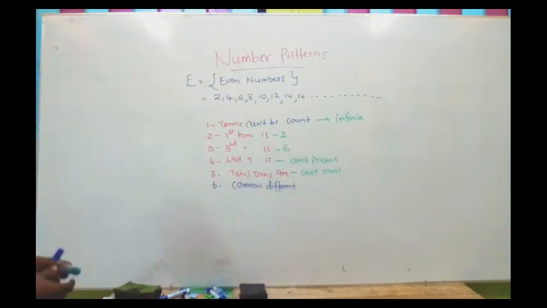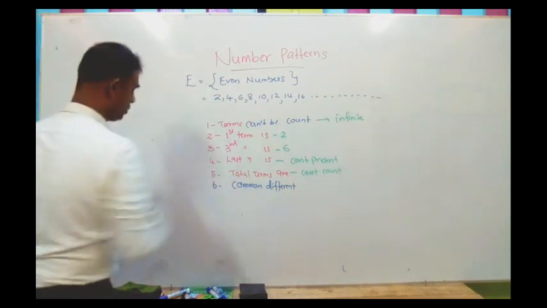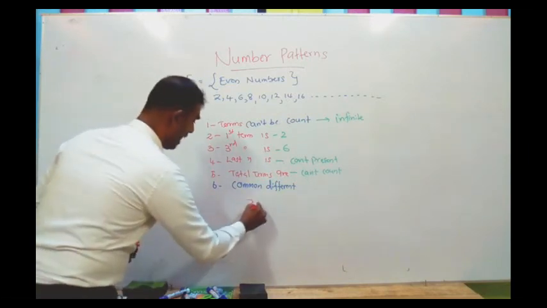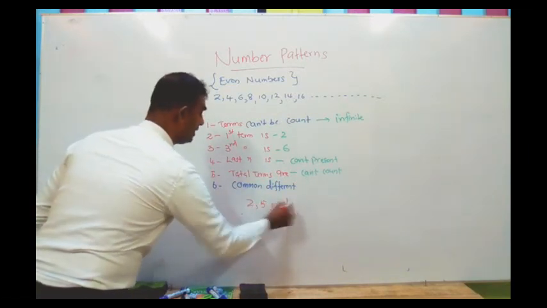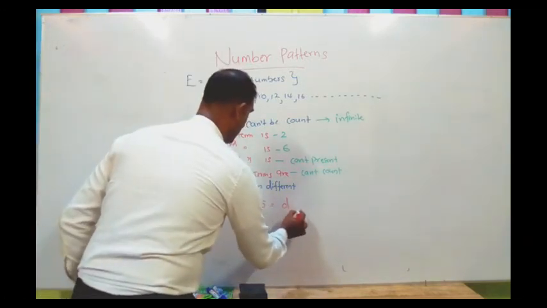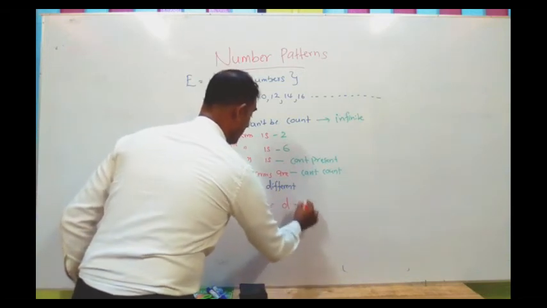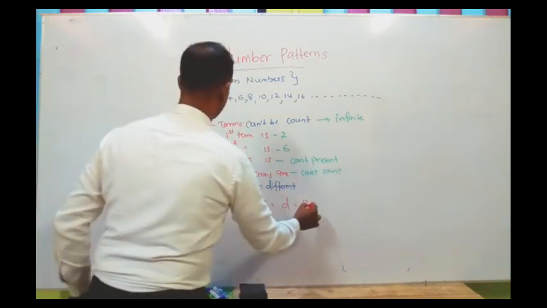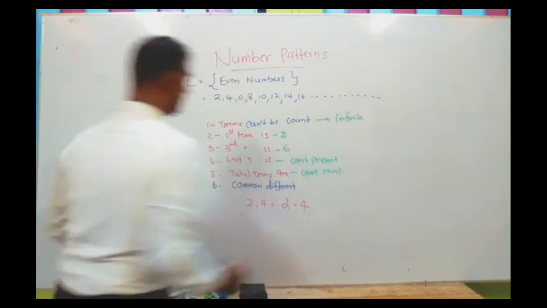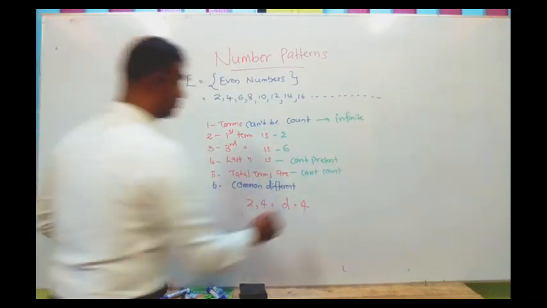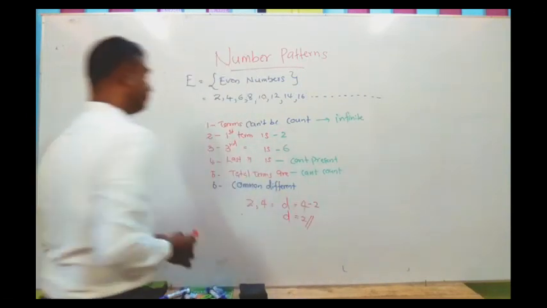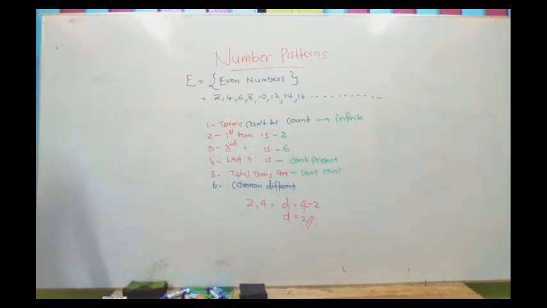Common difference, now we can do it. Firstly, we choose two close terms. I choose 2 and 4. Now we are going to find D. How do we find D? We can find D using this method. Right side number is 4. Sorry, I first said 5, but the right side number is 4. The left side number should be subtracted, 2. Therefore, the common difference is 2.